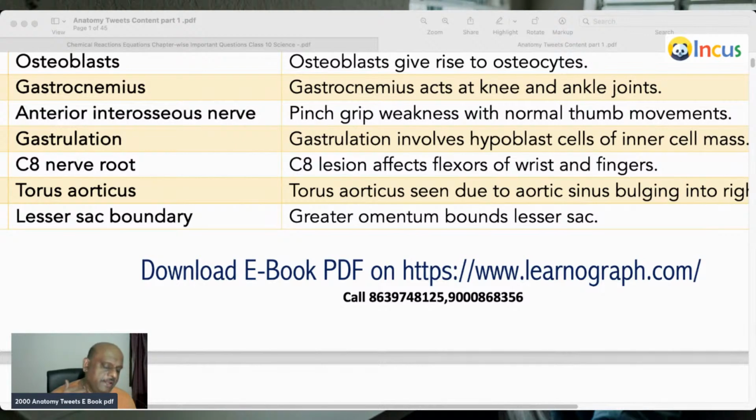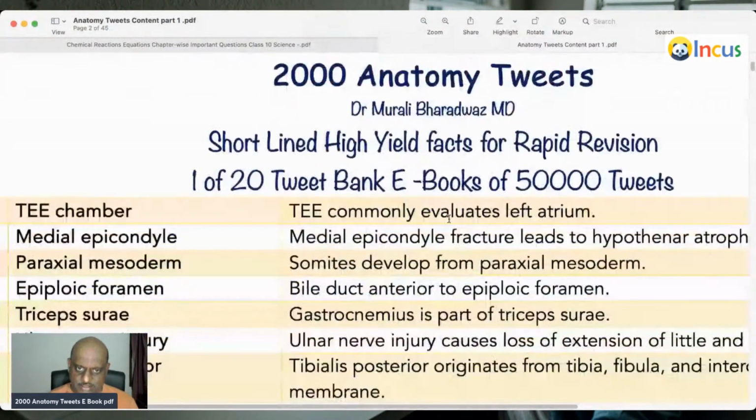So we need to keep reading until we get a hold on almost 50,000 tweets. I call them tweets because they're short-sentenced and easy to revise. Most of the MCQs are framed based upon these single-liners. Now you need to know everything about the lesser sac. The greater omentum bounds the lesser sac. Greater sac, lesser sac, boundaries, contents, you need to know.